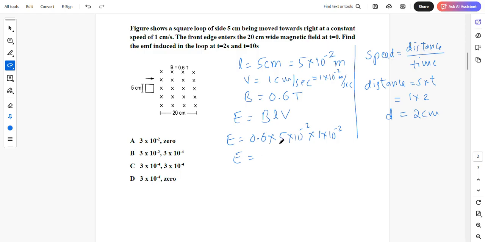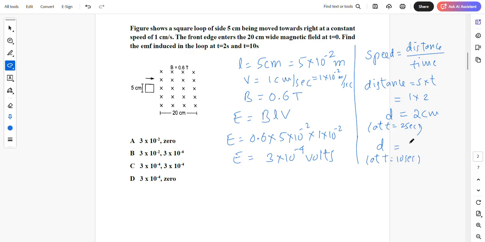That is equal to 0.6 into 5, which is 3 into 10 to the minus 4. This is the EMF induced in the very first case, at t is equal to 2 seconds. Now in the second case, we have to calculate at t is equal to 10 seconds.